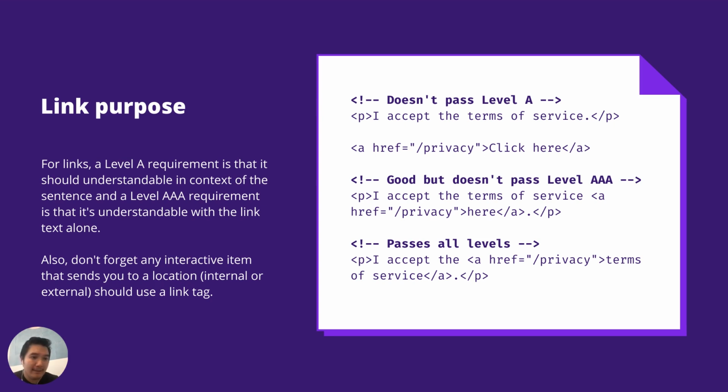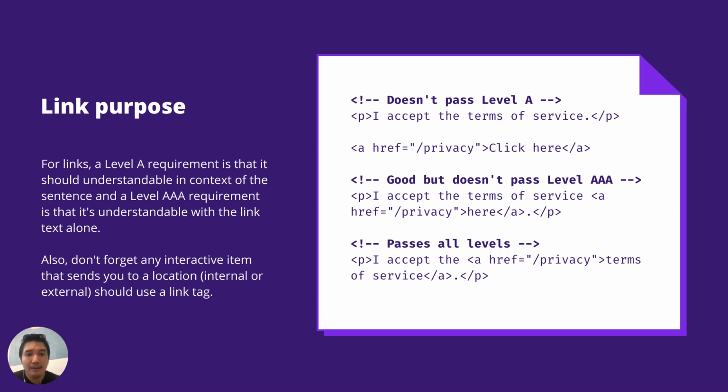So as a follow-up to that previous part is the link purpose. For links, a level A requirement is that it should be understandable in the context of the sentence, and a AAA requirement is that it's understandable with the link text alone. The level AAA requirement is not going to be something that's assessed in this course, but I just wanted to show you because it's fairly easy to fulfill this criteria.